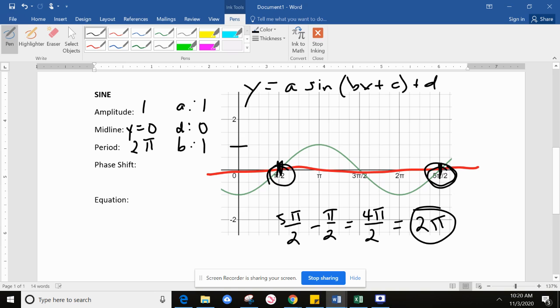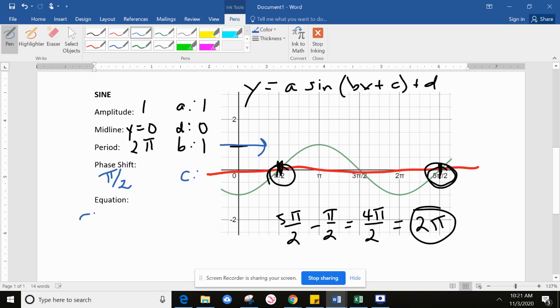All right, so let's figure out the phase shift. It looks to me like this graph has been moved to the right. Normally sine starts right here, doesn't it? But it looks like that whole graph has been shifted to where now it starts at pi over 2. That is your phase shift. It is a pi over 2. Now it's the phase shift, but it's not the value we need to put in that equation. So we need to figure that out.